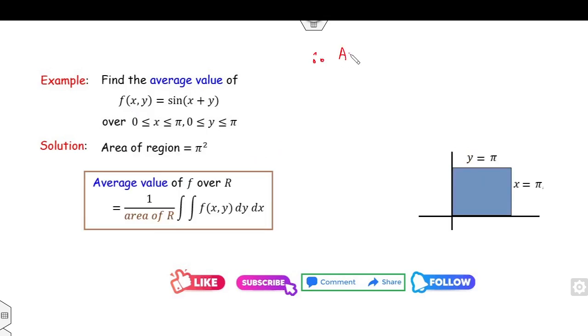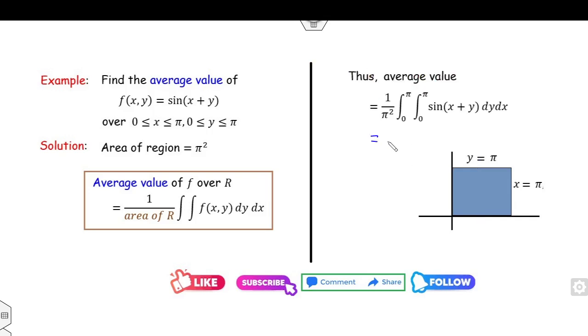So therefore, I can find the average value is 1 over pi square, double integration of sine of x plus y dy into dx. So take the vertical step. What is the value of y? It is 0. The value at the upper point is pi, and this is 0 to pi. Fine. Now can you solve this integration? It's 1 over pi square, integration with respect to y, so keeping x constant, minus cos of x plus y from 0 to pi of dx.